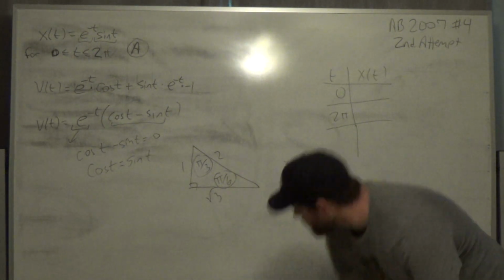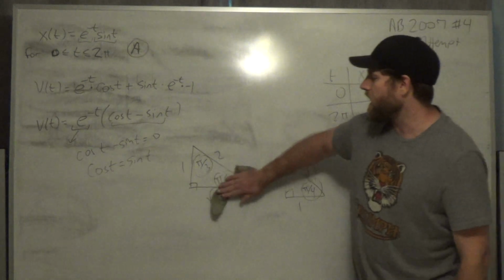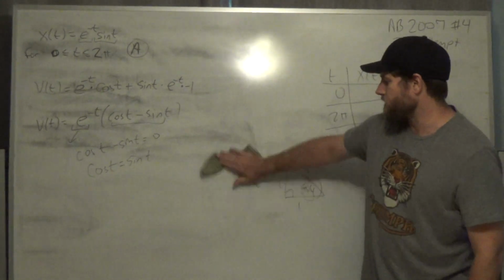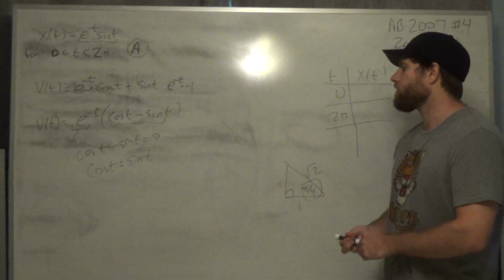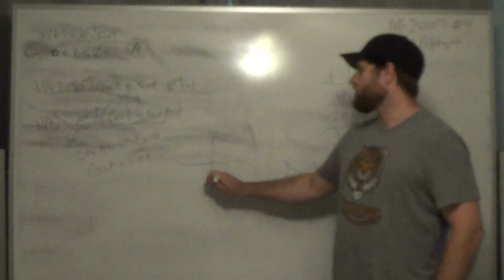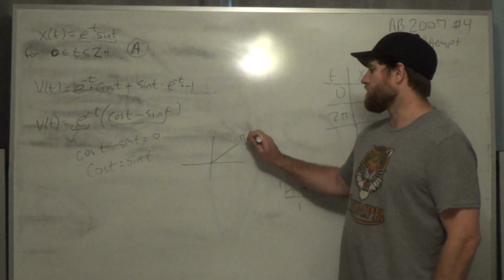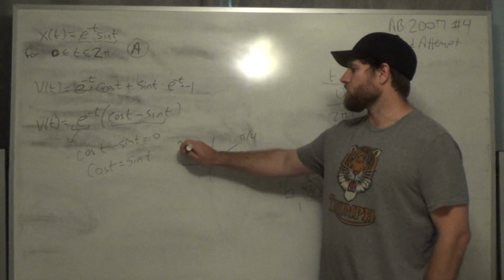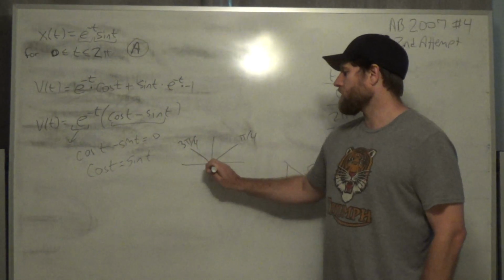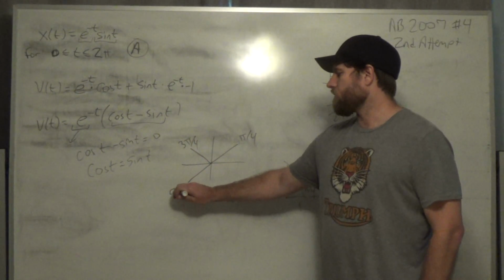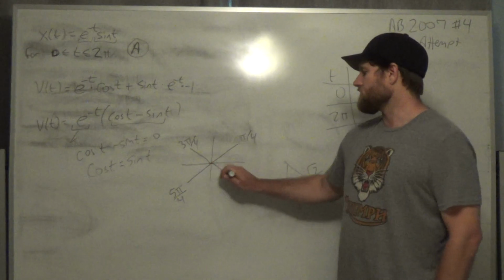So we're going to take a moment, and we're going to look at all the different pi over 4s that we have. So, our pi over 4 in our first quadrant is pi over 4. Second quadrant we have 3 pi over 4. Here we have 5 pi over 4. And here's 7 pi over 4.